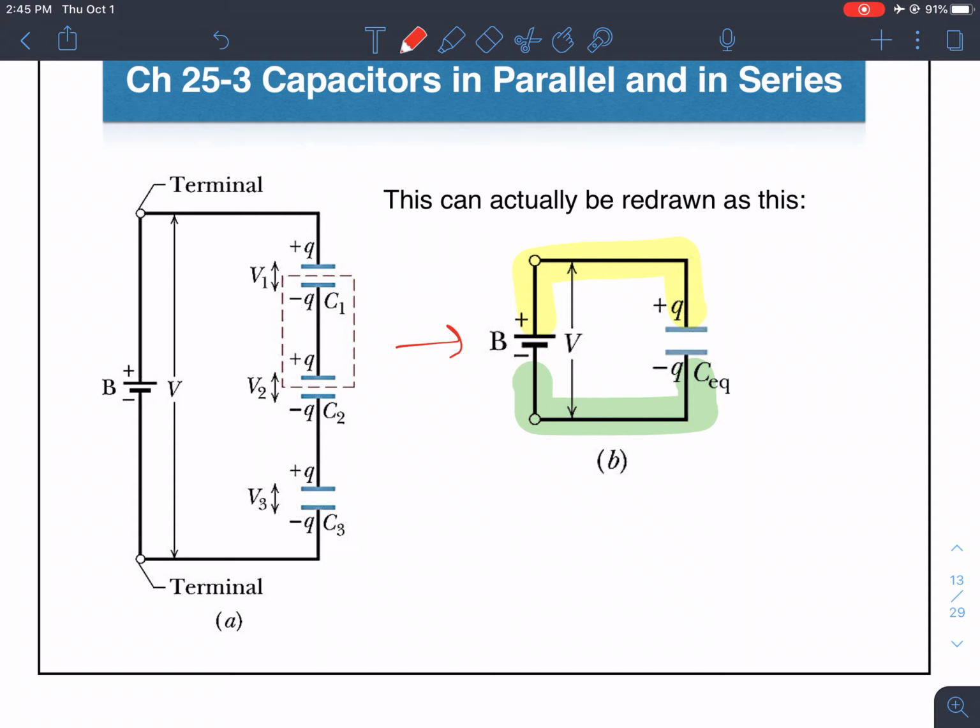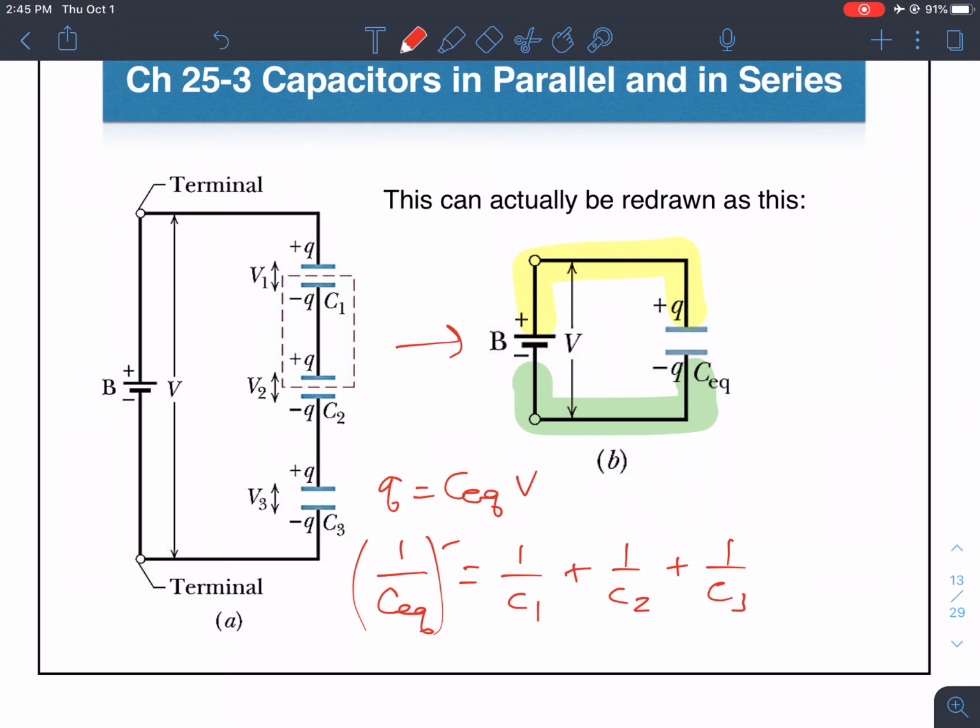So one thing that you may think, and I'm just going to write what we said here, Q is equal to equivalent capacitance times potential difference, and we got that 1 over C equivalent was equal to 1 over C1 plus 1 over C2 plus 1 over C3. So to get the equivalent capacitance, you need to take the inverses on each side. Okay, that's going to be equal to C equivalent.